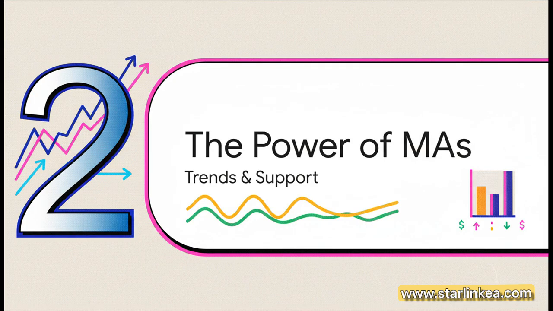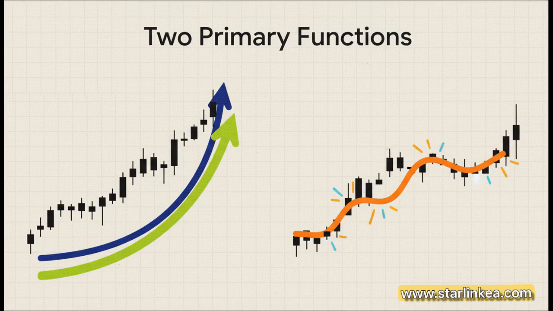All right, so now we know what it is. But why should you care? Well, this is where it gets really powerful for anyone trying to analyze a market. A moving average really has two main superpowers. First, it helps you see the direction of the market trend almost instantly. You can tell if things are generally heading up, down, or just sideways. And second, it acts as a sort of moving floor or ceiling for the price.